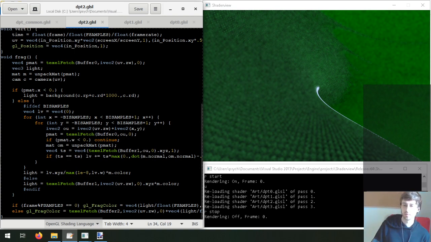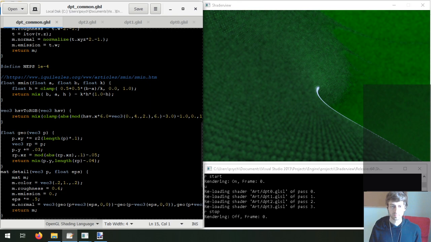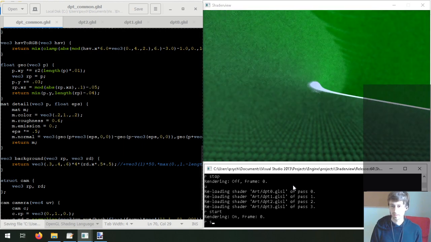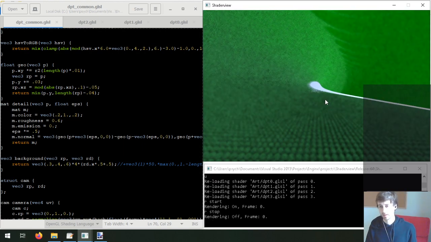Either way, whatever. That is fixed. Alright. Let me try to get this distortion looking alright. Go back to what we were originally working on.